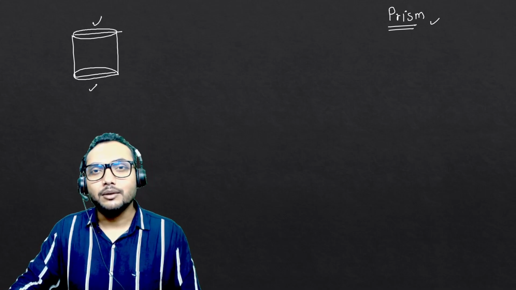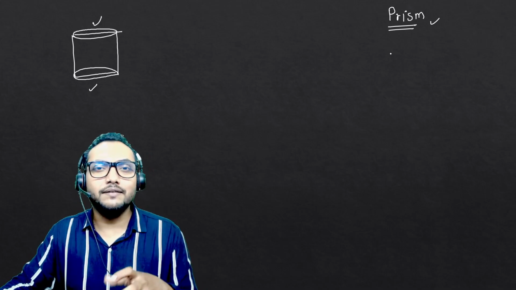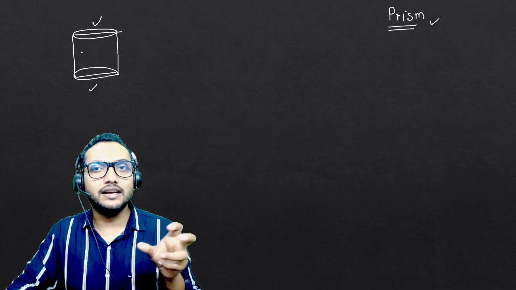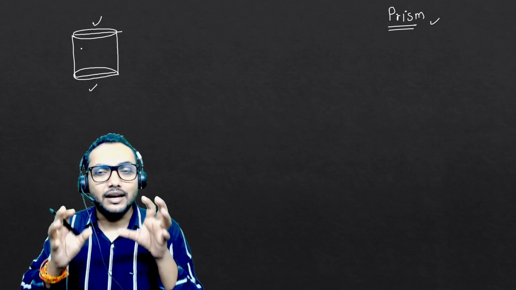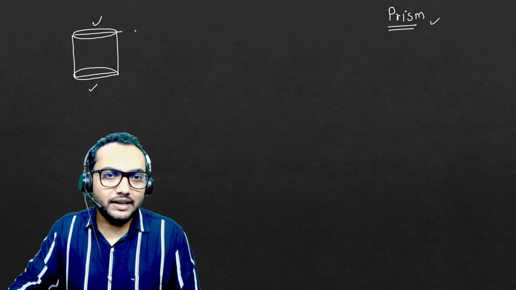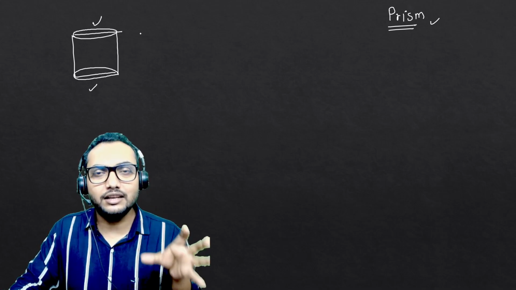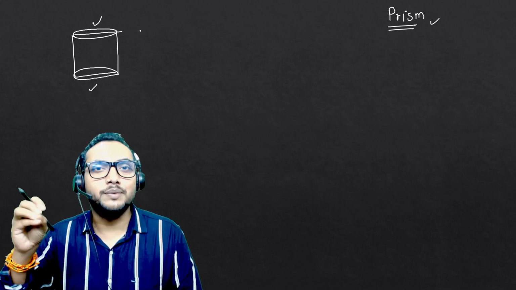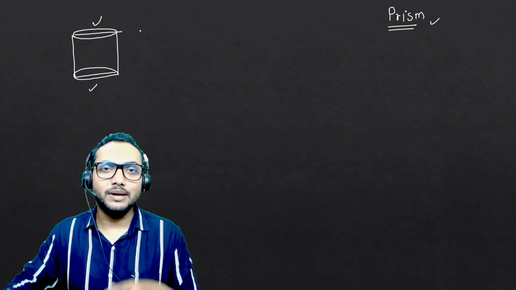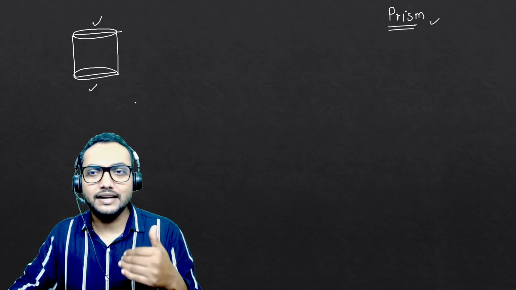Because in a prism also you will have two identical opposite surfaces, and in a cylinder you also have two identical opposite surfaces, that is why I'm relating this cylinder to a prism, right? So if you know the formula of a cylinder, then you will be able to write the formula of the prism also, and then definitely you will be able to solve any type of question related to the prism.